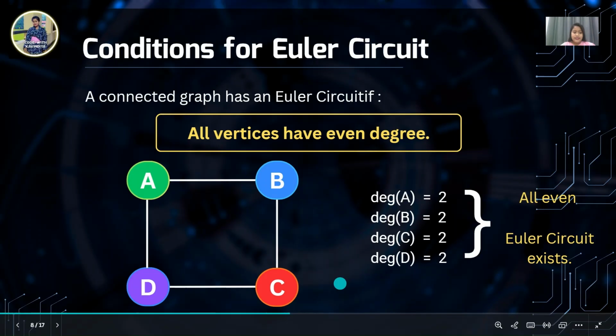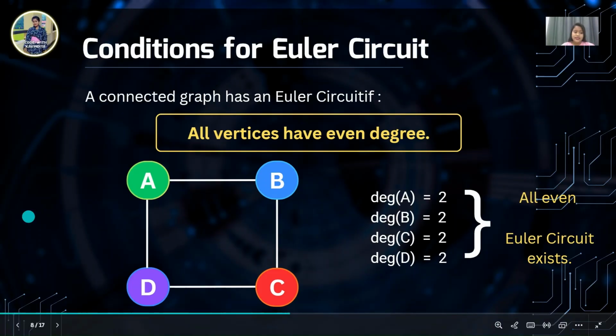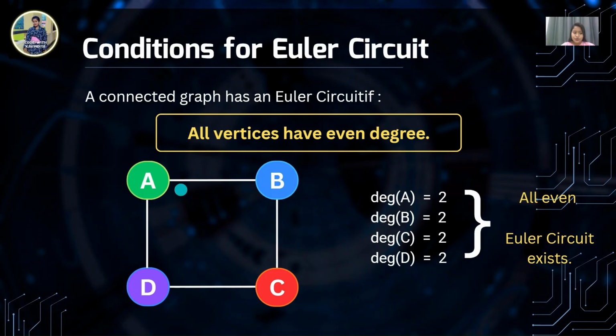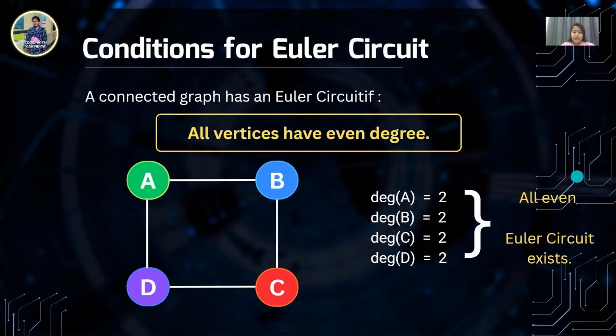Now, let's see the condition for an Euler circuit. Again, we check the degree of each vertex. Here, A has degree 2, B has degree 2, C has degree 2, and D has degree 2. All vertices have even degrees. Whenever all vertices have even degrees, an Euler circuit exists.